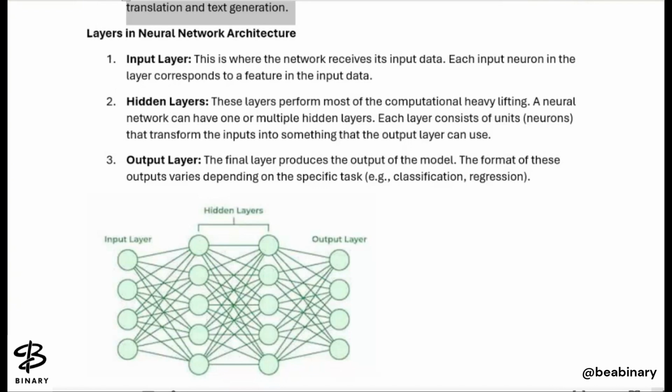Hidden layer. These layers perform most of the computationally heavy lifting. A neural network can have one or multiple hidden layers, and each layer consists of units, which are the neurons that transform the input into something the output layer can use. And the output layer, which is the final layer, produces the output of the model. The format of this output varies depending on the specific task, that is, classification or regression.